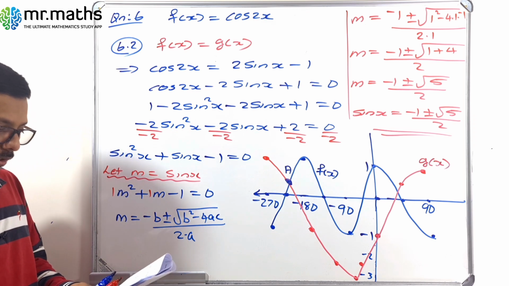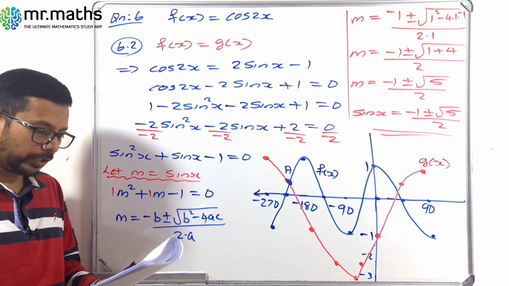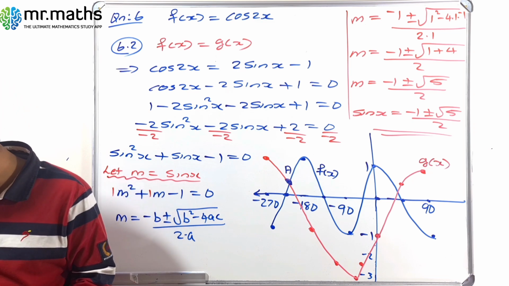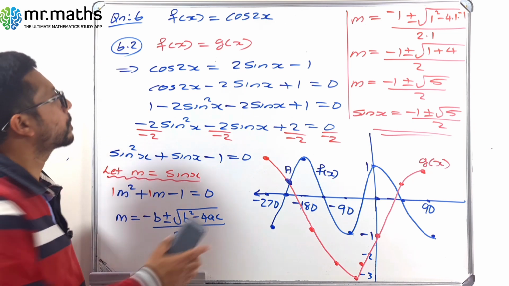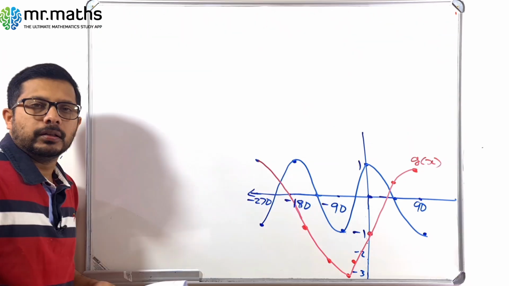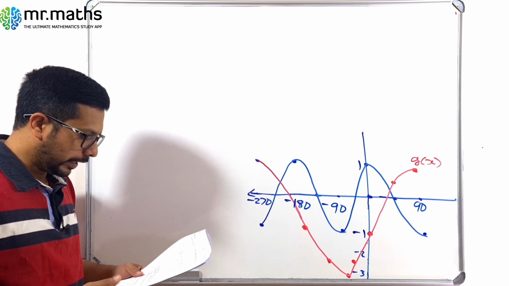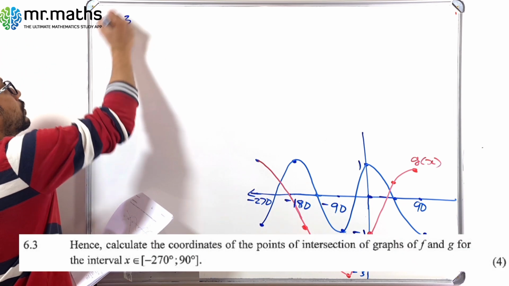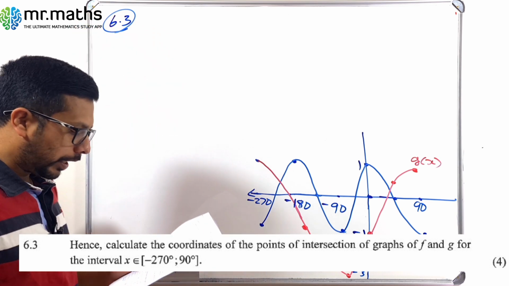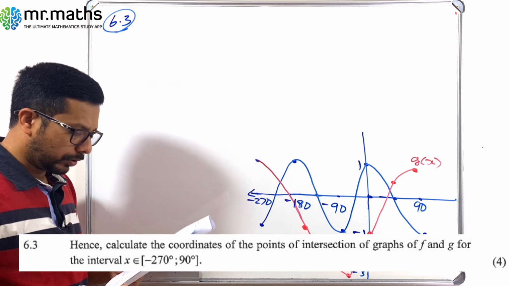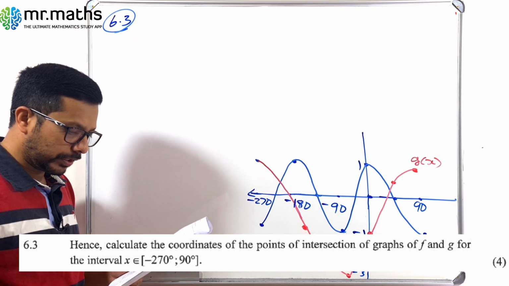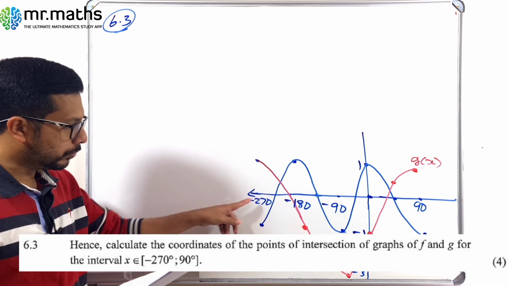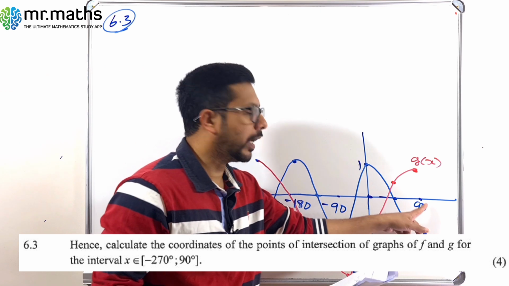Okay, so that is question number 6.2. Now we can move to 6.3. Question number 6.3: Hence calculate the coordinates of the point of intersection of the graph of f and g for the interval minus 270 to 90.